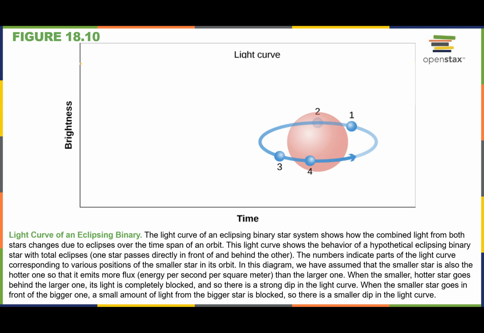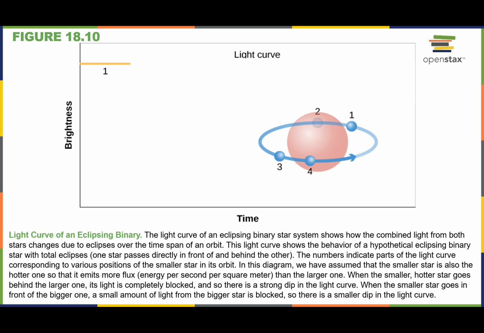And this is an eclipsing binary. These are much better than my small, tiny figures. At position 1, what do you think about the light? We have two stars, a big red one and a tiny blue one. What do you think about the light at position 1? Should be pretty high. I see no eclipsing at all. Yep, so for position 1 on our light meter, we're up here. What about position 2?